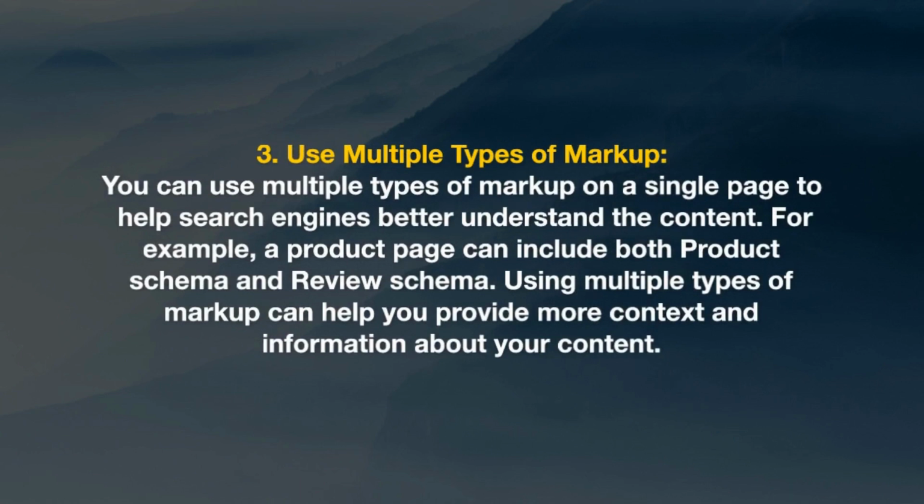Use multiple types of markup. You can use multiple types of markup on a single page to help search engines better understand the content. For example, a product page can include both product schema and review schema. Using multiple types of markup can help you provide more context and information about your content.